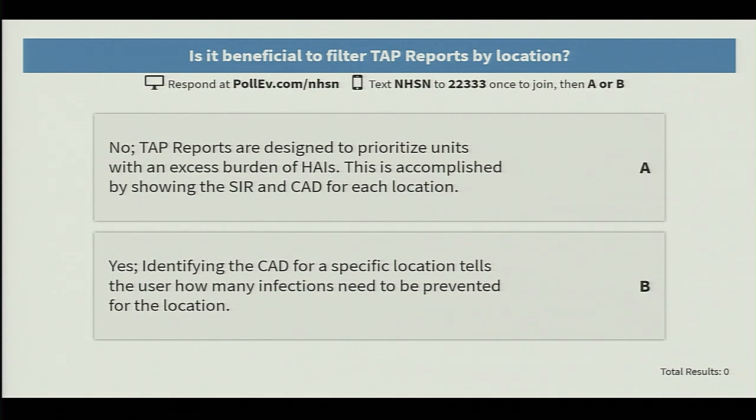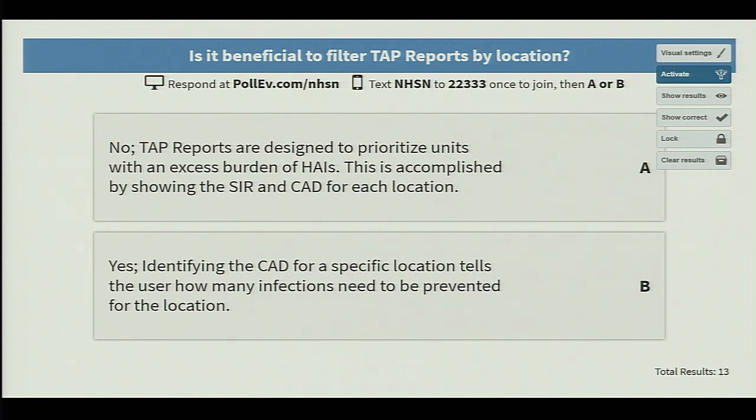Are you able to see that? Okay. So that leads us to our next question regarding TAP. You may not be able to do this when you make a different direction.